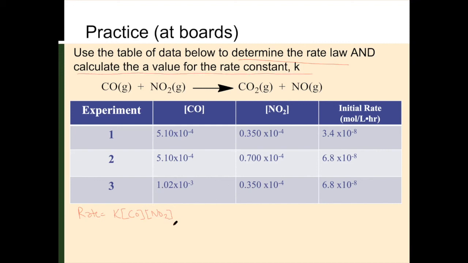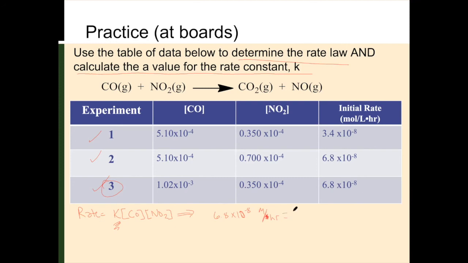Okay, so now for the second part of the question, calculate the value of the rate constant. The idea here is that every one of these experiments follows this rate law. So what I can do is I can just pick one, and I can substitute in the numbers from the data table and rearrange and solve for the rate constant. So since it's the closest one, let's just go ahead and use experiment 3.